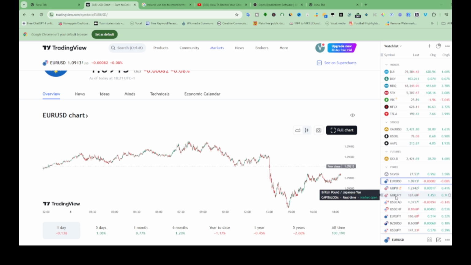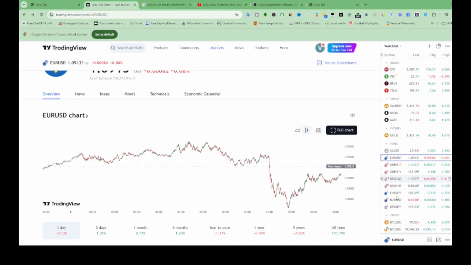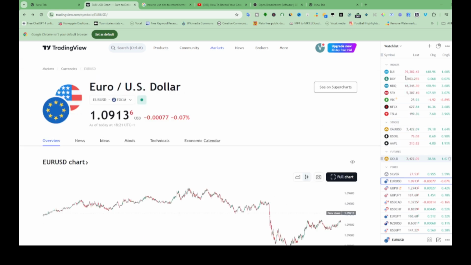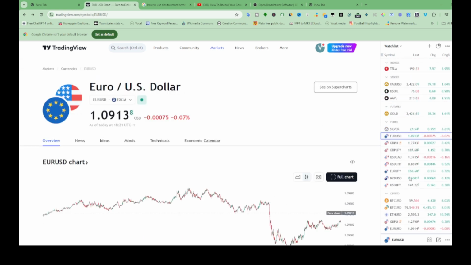Like I said, I'm using the free version, so I don't have access to some of them, but there are so many. You can see here various markets. We have Forex, crypto, stocks, indices, and what have you. If you want to start analyzing, you can always go and click on any of these charts. Let me click on this one.